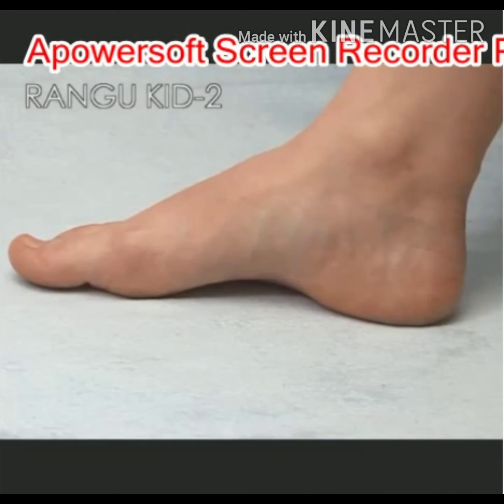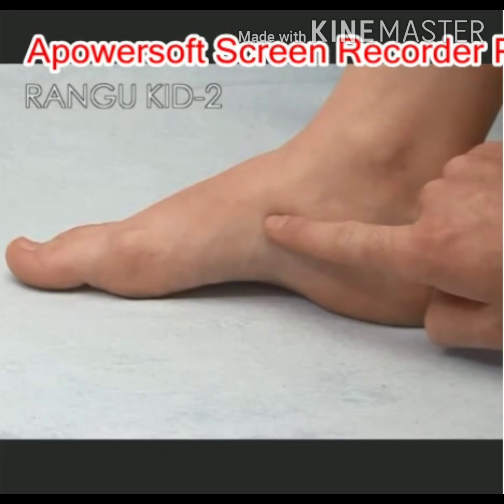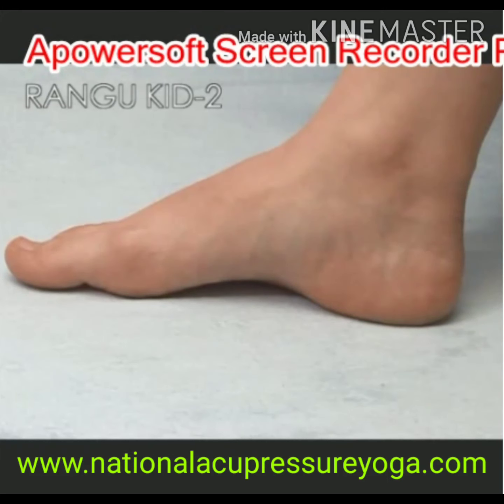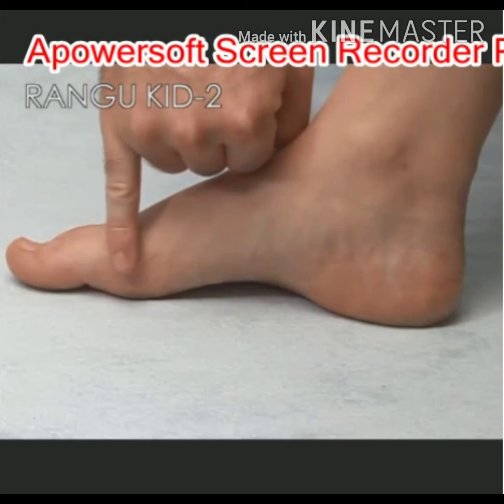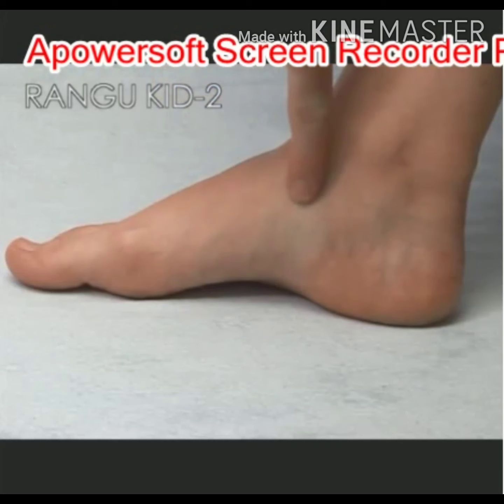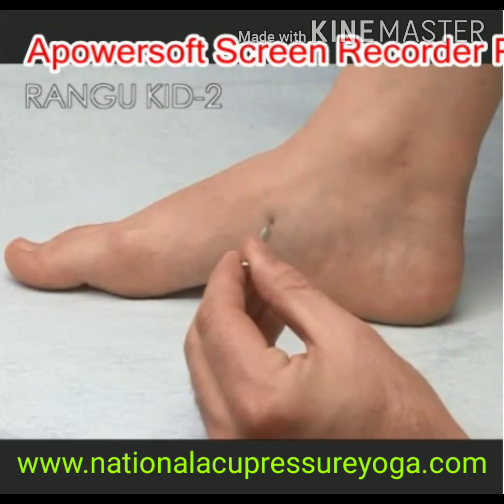Rangu, kidney 2, is located on the medial side of the foot, distal and inferior to the medial malleolus, in the depression distal and inferior to the navicular tuberosity. The navicular tuberosity is the prominence found superior to the midpoint between the ball of the foot and the heel. Perpendicular insertion, 0.5 to 1 cun.